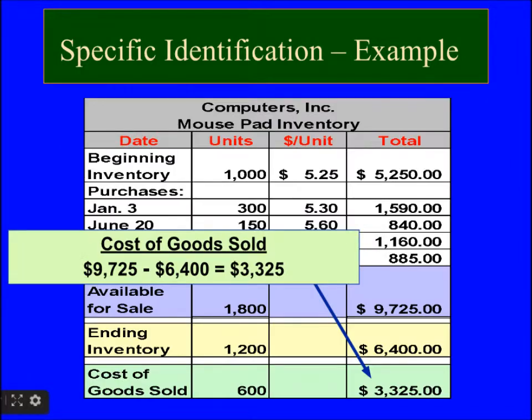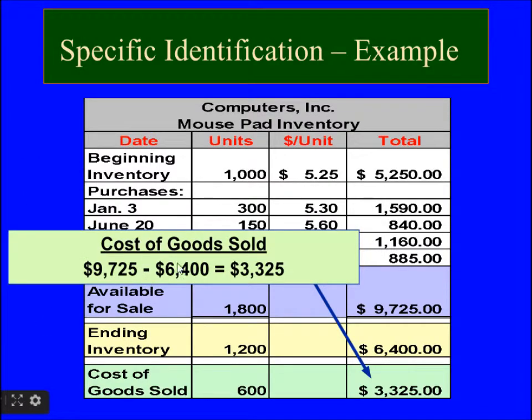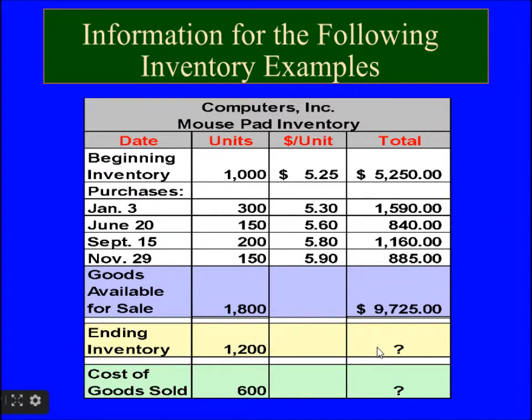So let's see how it will look. Specific identification example. The same example, we will calculate the cost of goods sold. Here we found that ending inventory, by specific identification, was 6400. And we already know available for sale was 9725 from the given example. By specific identification, we found the value for the ending inventory.